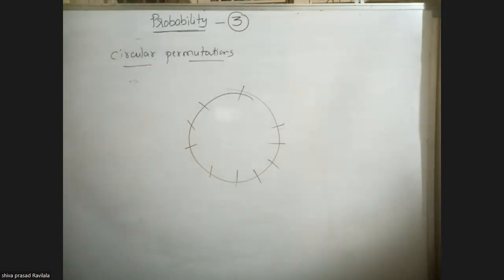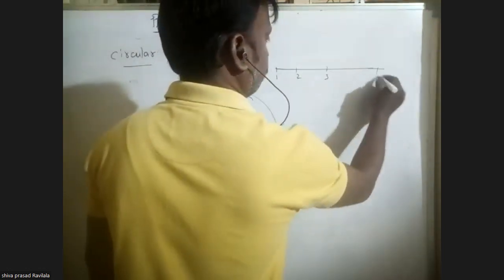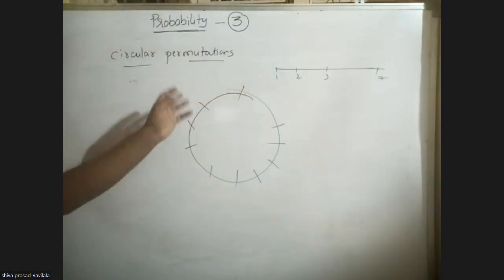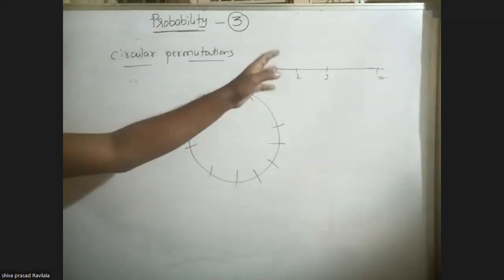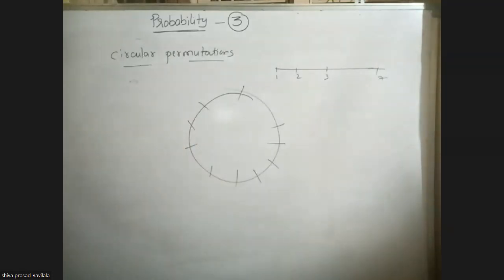In this, there is no first point and there is no last. In linear permutations, we can say, for example, 1, 2, 3, so on. Here first place, last place. From the left side, this one is first. From the right side, that one is first. Coming to circular permutation, we can't say who is first and who is last.